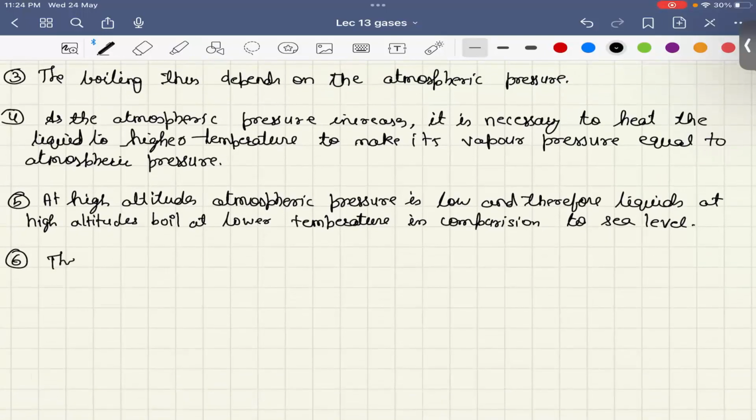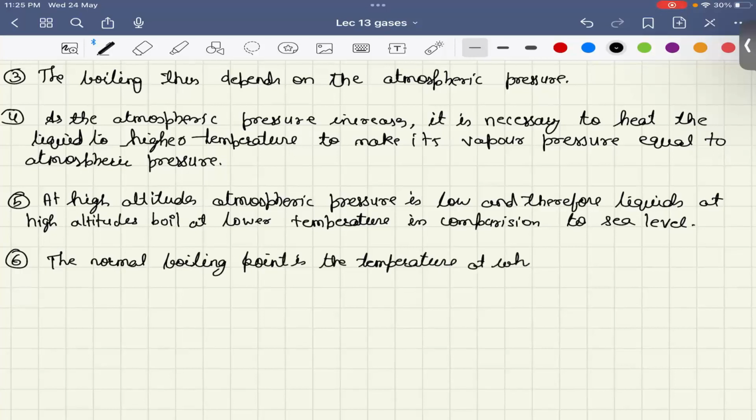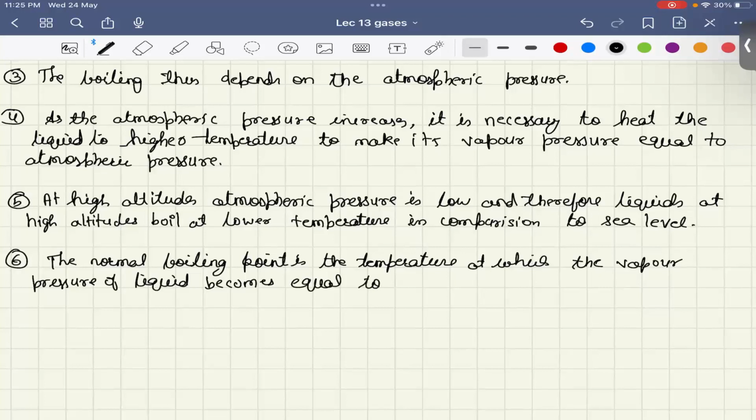The normal boiling point is the temperature at which the vapor pressure of liquid becomes equal to the 1 atmospheric pressure. So 1 atmospheric pressure.